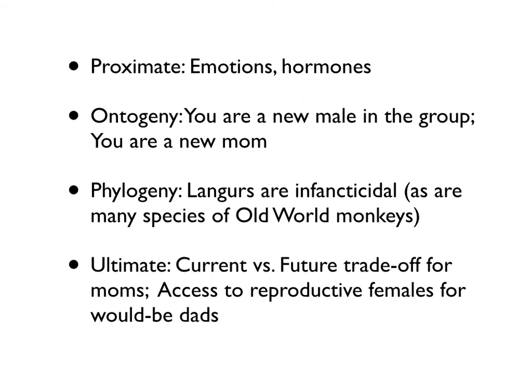Or, if we want to talk about males coming into groups for the first time, why do they experience this surge in hormones that causes them to be more infanticidal, and why when they come into the new group? It could be because access to reproductive females is very important for would-be dads. You're only going to have a few seasons as the alpha male in the group. You're only going to have a few seasons to reproduce. You want to encourage the females to become reproductively receptive as soon as possible, and that means you kill their current infants so they can become receptive to a new pregnancy with your offspring instead of the previous males.